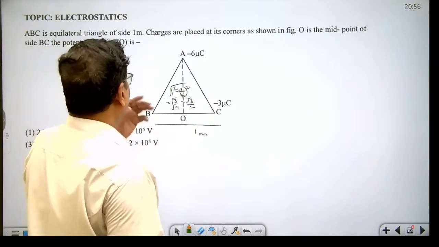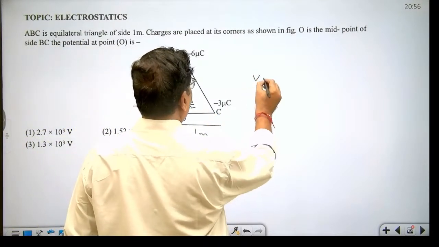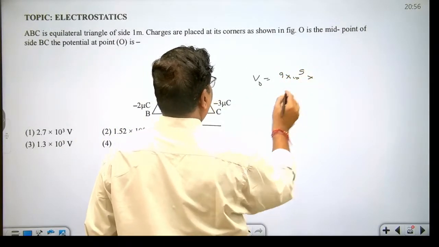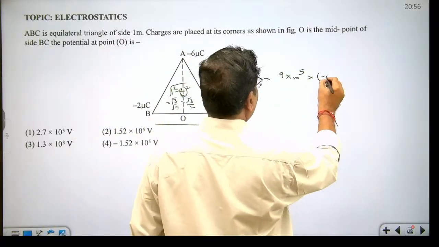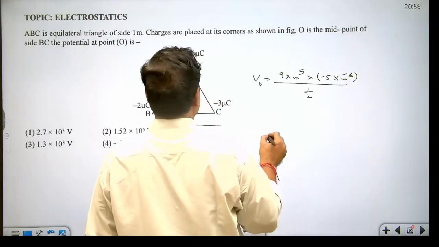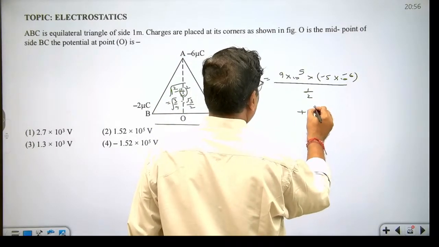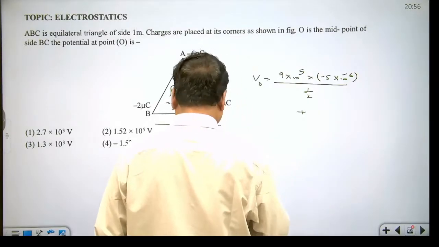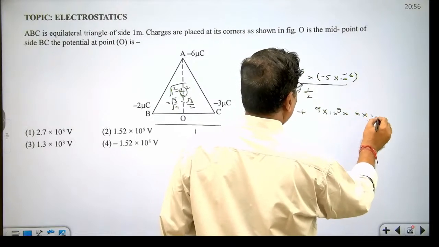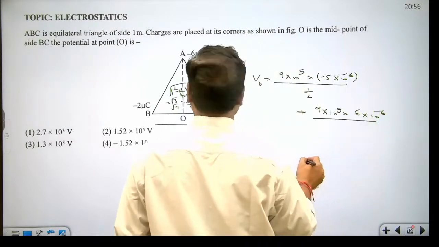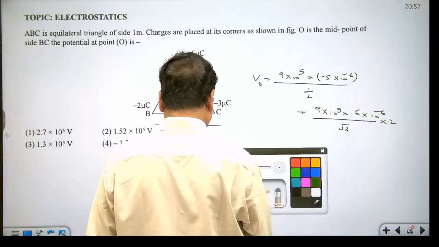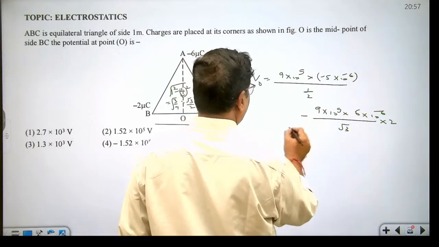So now, potential at this point O will be equal to, this is minus 2 microcoulomb, minus 3 microcoulomb, 9 into 10 power 9. We are directly adding minus 2 and minus 3, minus 5 into 10 power minus 6 divided by R. This is 1 upon 2 plus 9 into 10 power 9 into 6 into 10 power minus 6 upon root 3 upon 2. And this is also minus because charge is minus. So this is the answer.